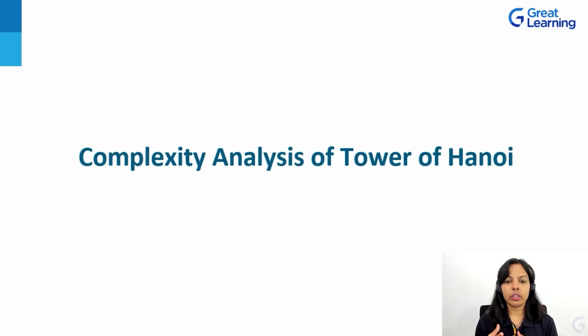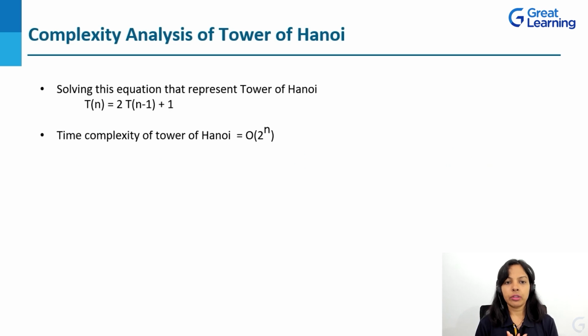Now let's talk about the complexity analysis of Tower of Hanoi. Talking about the time complexity of Tower of Hanoi, it can be derived in two ways. One is the simple analysis method, and the second one is the master's theorem in algorithm design.